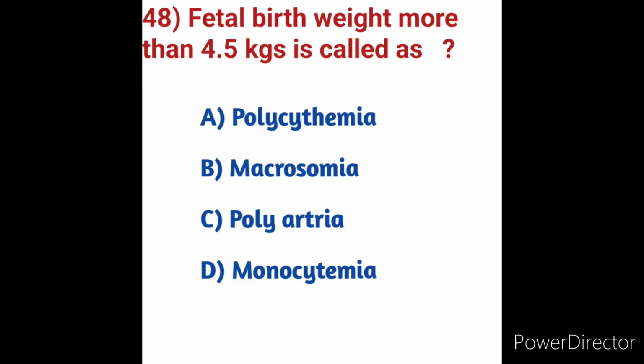The fetal birth weight more than 4.5 kg is called as. The fetal birth weight is more than 4.5 kg. It is called as. We will see the options. Option A, polycythemia. Option B, macrosomia. Option C, polyarthria. Option D, monocythemia.